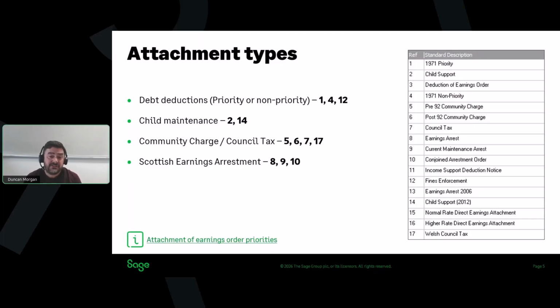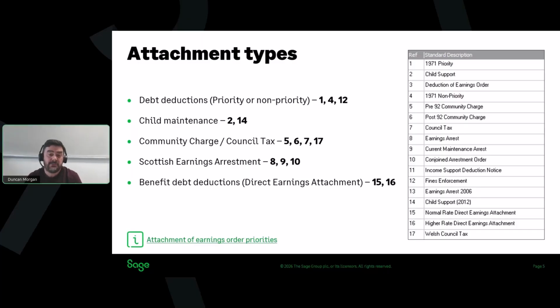If the order's been issued in Scotland, it's known as an earnings arrestment. So there are 3 types of attachment that could be used for that. The main one would be earnings arrest, reference number 8. There's a current maintenance arrest if it's for maintenance, or if orders have been combined, you may get a conjoined arrestment order. So one of those references would be suitable for Scottish earnings arrestments.